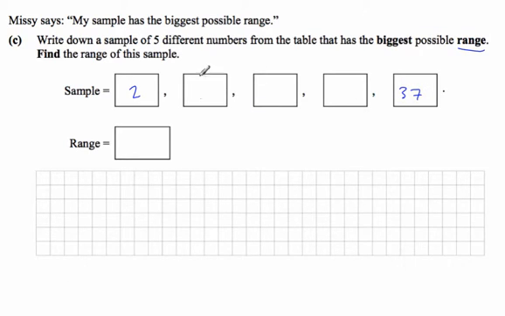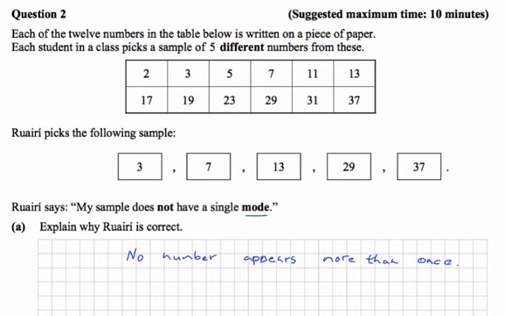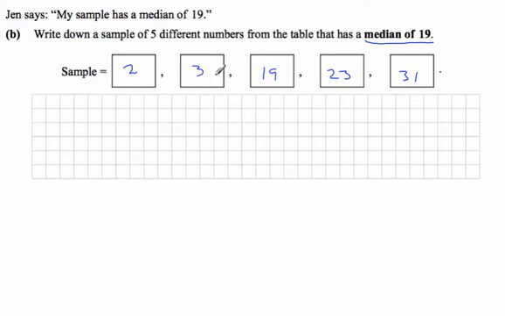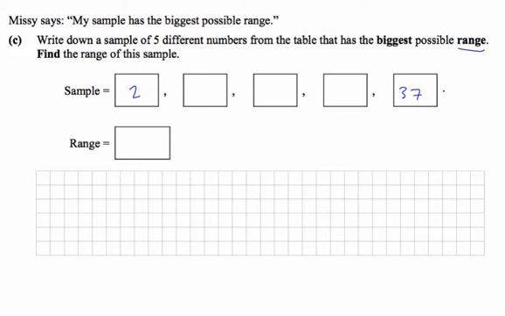And the range doesn't care about any of the values in between, so we can just pick any other 3 numbers in there. So let's just pick the same ones as we had here, 3, 19 and 23. You could pick any 3 numbers from the sample. Okay, so the range then is 37, the biggest number, subtract the smallest, which is 2. So that is 35. So that's the answer for the range, 35.